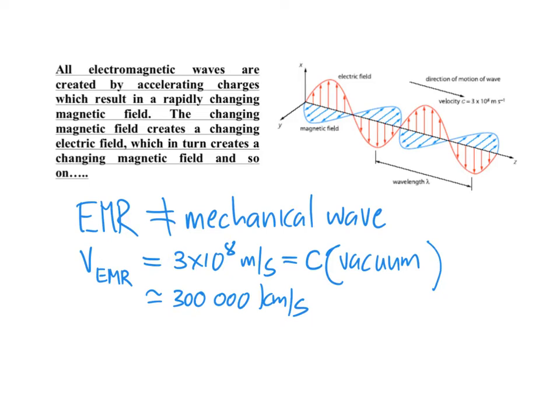If the density of the medium increases, so for instance if light or electromagnetic radiation travels through glass, then there will be a significant drop in this velocity. So in the case of glass it drops to about 200,000 kilometers per second, but I'm sure you'll agree with me that that is still exceptionally fast.